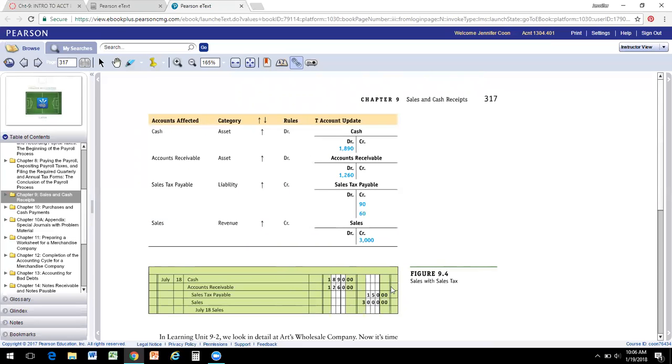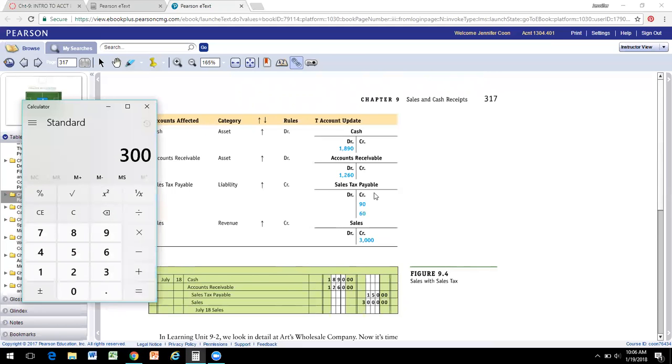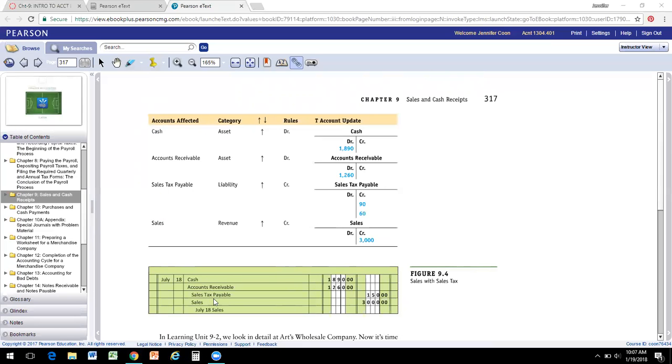So if you took $3,000, let's do the math on this. If you took $3,000 times 0.05, that comes up to $150. So you know sales is $3,000, tax is $150, and apparently they must have split what they're paying on their cash. The problem was going to tell you how much is cash and how much is accounts receivable type situation. I want you to make sure you know that sales tax payable portion is going to that liability account.